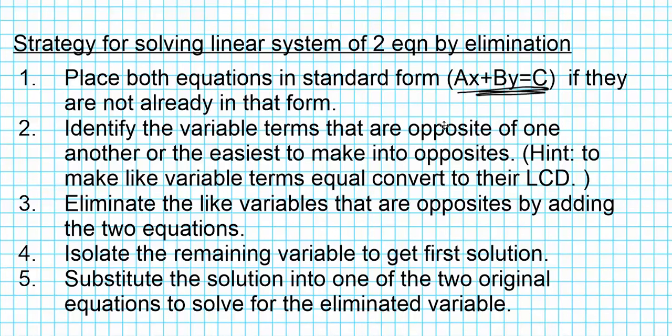Now, after you've created an opposite with either the x's or the y's, you eliminate that variable by adding the two equations. Then you'll be left with one variable, or you could be left with none. If you're left with one variable, isolate that variable, and that will be your first solution. Then to finish up, you plug that answer back into the first or second original equation to get your second solution. This is just a brief summary of the steps I went over. We're going to be using that to guide our problem solving process.